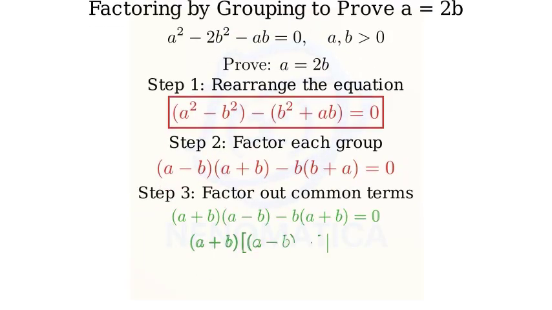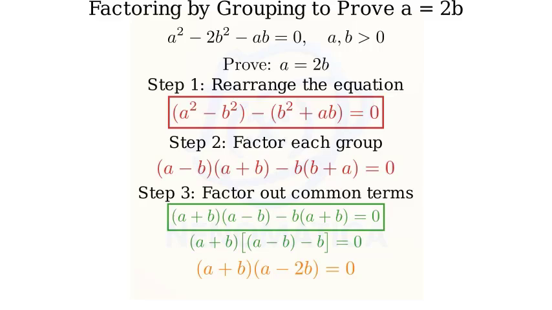Step 3. Notice that both terms share the common factor a plus b. Factor a plus b out using the distributive property. That yields (a plus b) times (a minus b) minus b equals 0. Combine like terms inside to get (a plus b) times (a minus 2b) equals 0. Highlight the common factor a plus b.